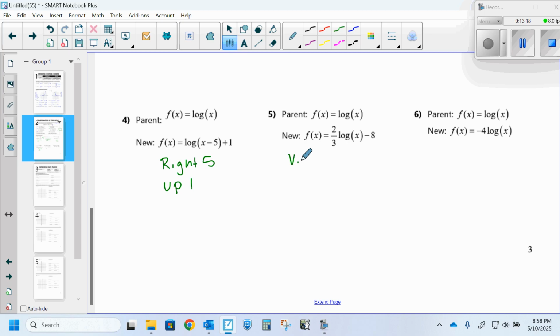You have a vertical compression of 2/3, down 8. And here you have a vertical reflection and a vertical stretch of 4, positive 4. It doesn't have a stretch of a negative 4. It has a stretch of 4. The negative refers to a vertical reflection.